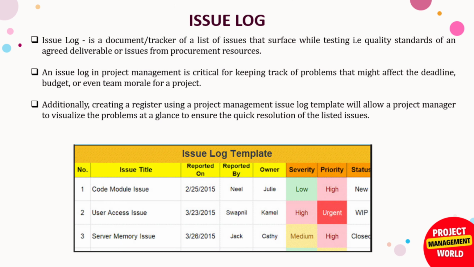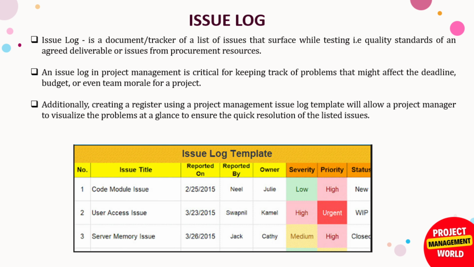This was the change log, and now let's move to the final and the last one, which is the issue log. So what is an issue log? It is a document or tracker of a list of issues that surface while testing the quality standards of an agreed deliverable, or issues from procurement resources. So similar to the other logs, it is also a document or a tracker which tracks the issues that may arrive during the testing or maybe during the procurement resources. So any kind of issues we are facing, we can maintain in this issue log. An issue log in project management is critical for keeping track of problems that might affect the deadline, budget, or even team morale for a project.